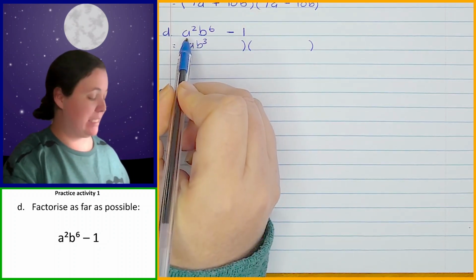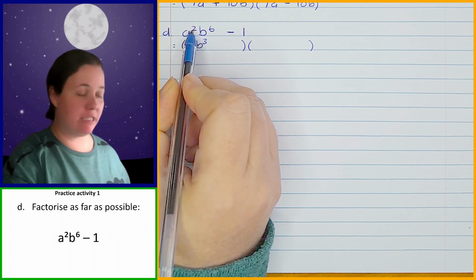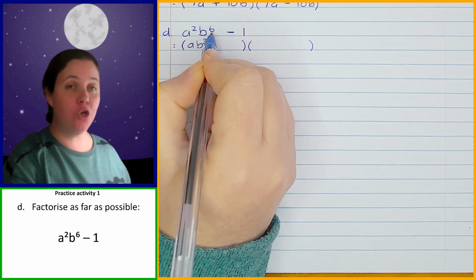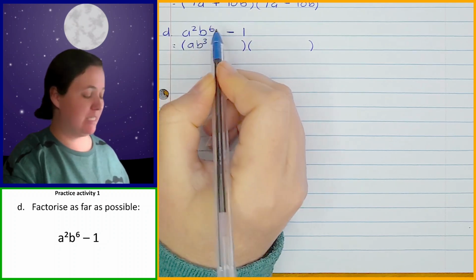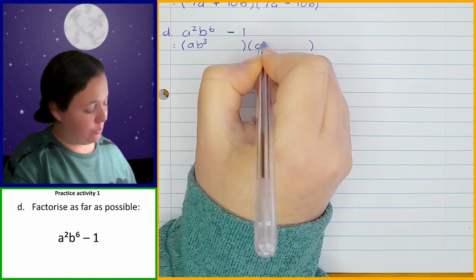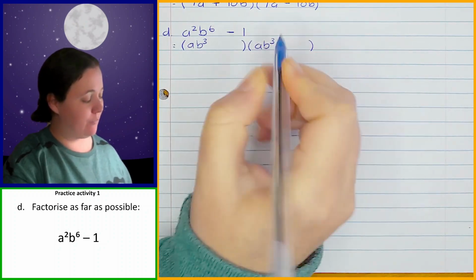We square root the a squared by dividing the exponent by 2. That gives me a to the power of 1, which we don't need to write. And then b cubed is the square root of b to the power of 6, because if I divide 6 by 2, I get 3. So I write that in both of my brackets as my first term.